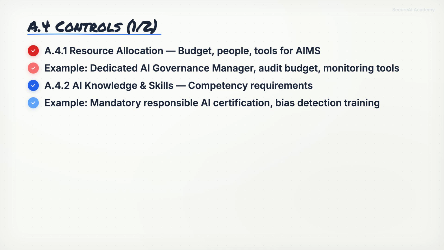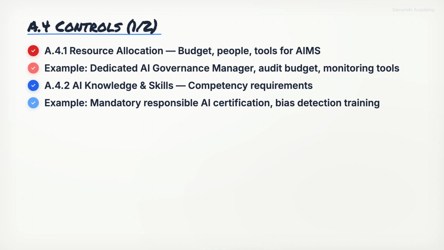Control 2. AI knowledge and skills. Ensure people working with AI have the right competencies. Example: the company requires data scientists to hold certifications in responsible AI. The AI ethics team completes bias detection training. New hires undergo a competency assessment before working on production systems.